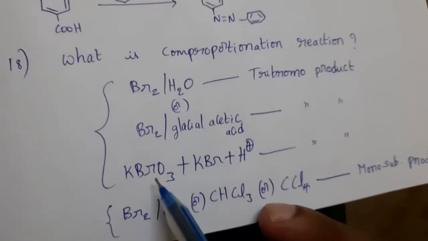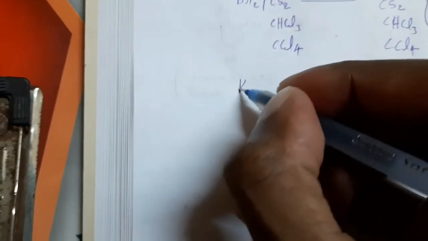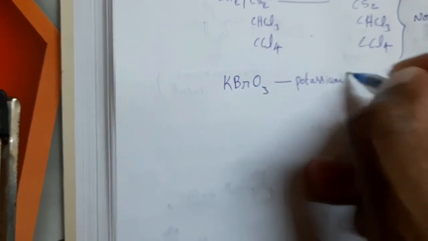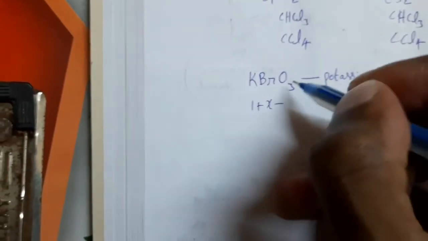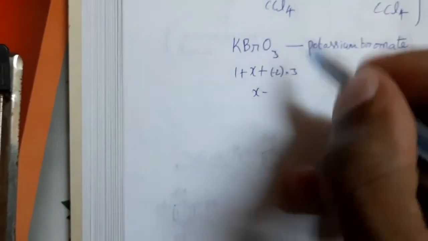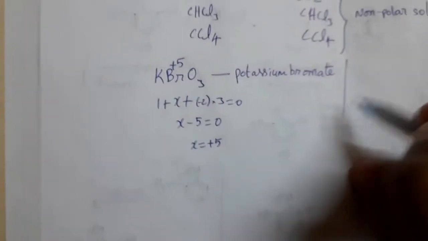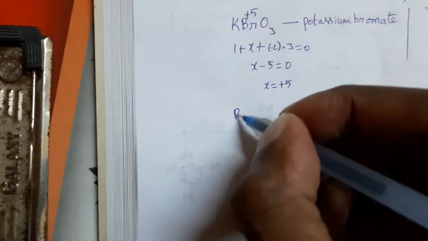Now come to this one. KBrO3, KBr and H+. See this? For this reaction, KBrO3 means potassium bromate. In this, what is the oxidation state of bromine? Potassium is +1. Let it be X. For oxygen, -2, how many? 3. So 1 plus X minus 6 equals 0, X equals +5. Bromine oxidation state is +5. In KBr, what is the oxidation state of bromine? -1.